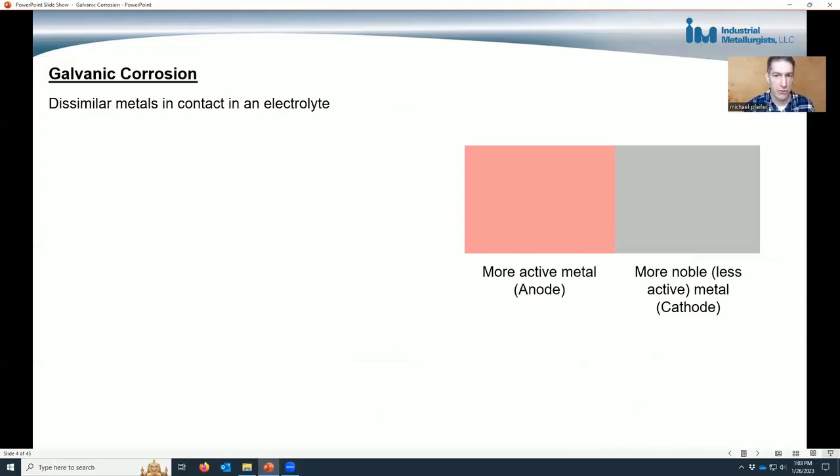With galvanic corrosion, we have dissimilar metals in contact in an electrolyte. An electrolyte is a conductive fluid. We have two different metals in contact. We have corrosion of what's called the more active metal, and I'll be explaining about that. So there's an active metal and a less active metal. The more active metal corrodes. The more active metal is also called the anode in the corrosion cell, and the less active metal is called the cathode. So oxidation occurs at the anode and reduction occurs at the cathode.